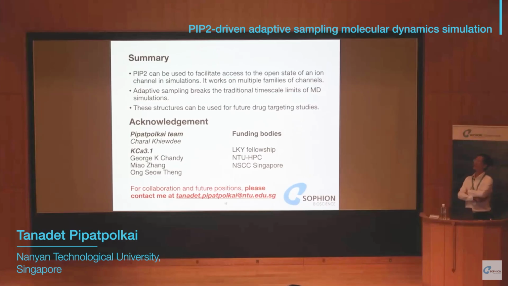I guess it's asking, what does PIP2 do? Because you say it collapses the pore if it's not there. So what happened during evolution that made that happen?